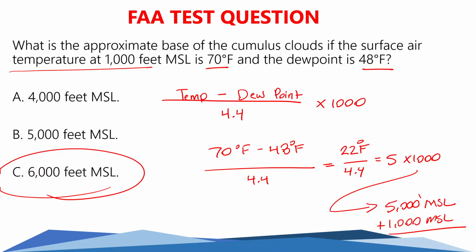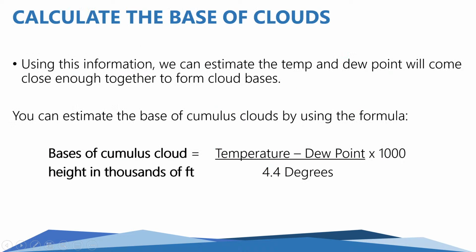So remember, looking at the equation, this was the slide that we had in class the other day, you can estimate the base of the cumulus clouds by using the following formula. Temperature minus dew point, divide by about 4.4 degrees, and then multiply by 1,000. But you do have to take into account the field elevation in order to come up with the correct answer.